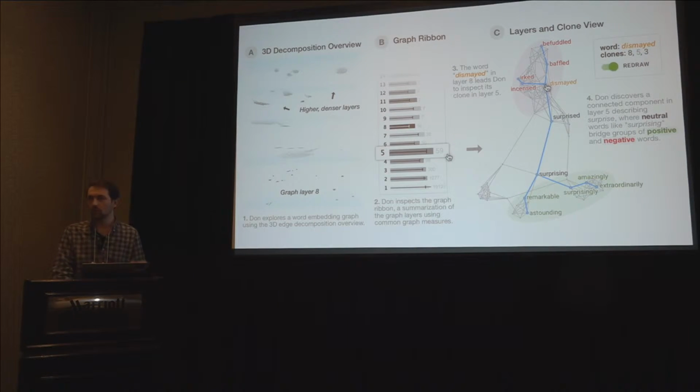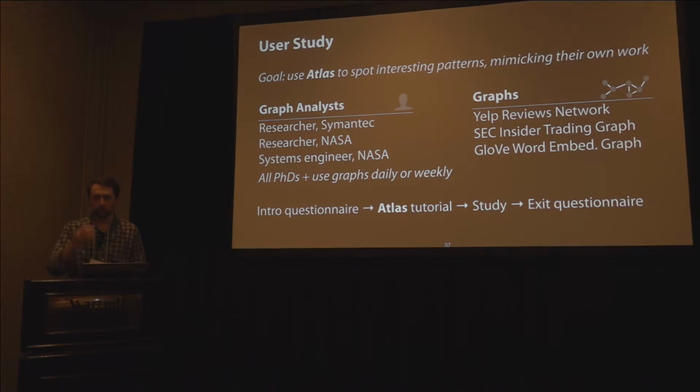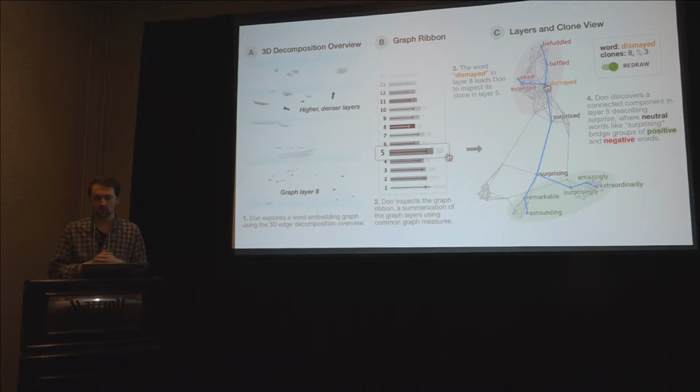But just as a quick summary, we go over this little component that we found in the paper as well. But the general flow is that we have this big 3D decomposition overview. We're able to summarize the entire decomposition in the middle with the graph ribbon. And then you're able to find different components and cliques that may share some semantic relationships within this word embedding graph.